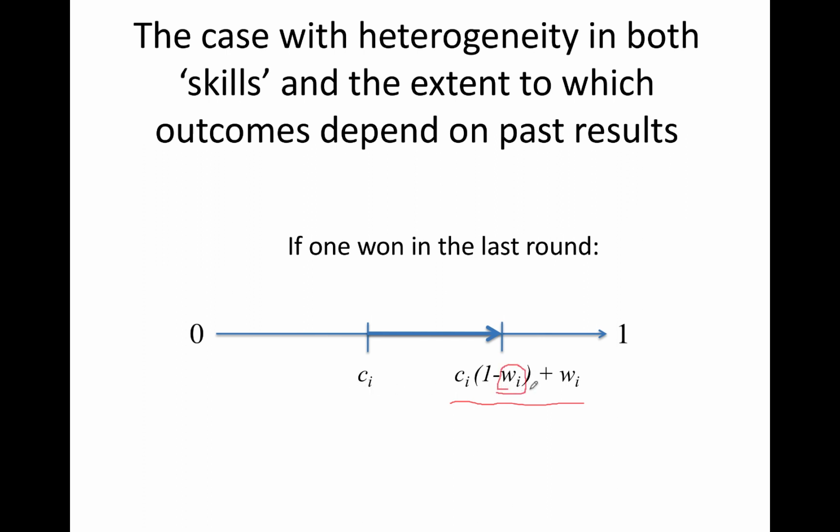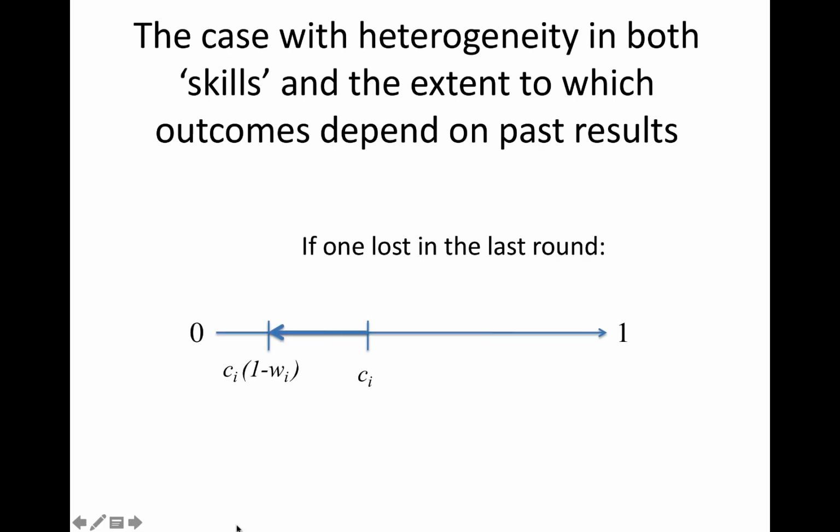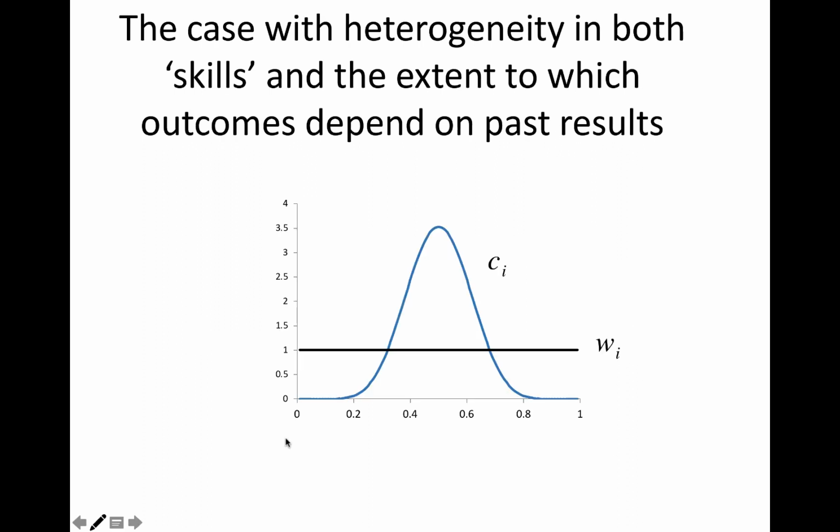So each player I has the C representing the skill and also this W representing the strength of this success, pre-success dynamics. But don't forget, success dynamics can be a double-edged sword. What if this player failed in the last round? Well, in this case, it will get a penalty, also regulated by the same parameter W. That's it. That's the only two parameters we assume in this model.